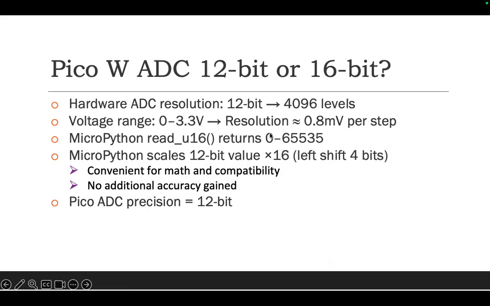Okay, let me ask you a question. Is the Pico W ADC 12-bit or 16-bit? I'm sorry. Oh, it's 12-bit. Actually, the Pico W ADC is not 16-bit. It is 12-bit, which means the hardware ADC resolution is 12-bit. It is 4096 levels, and the voltage range is the same, 0 to 3.3.